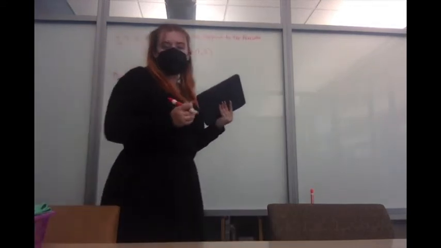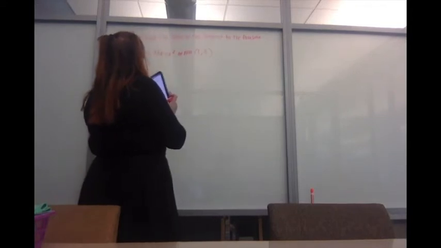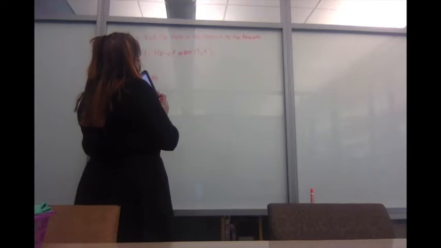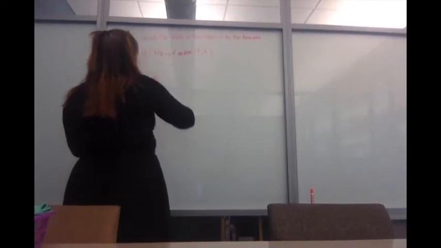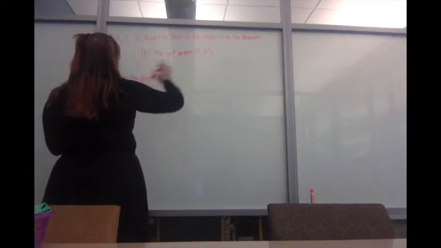Wait, so this is chapter 2? This is 2.7. Oh, okay, so we can't use the differentiation rules. This is question 3: find the slope of the tangent line to the parabola y equals 4x minus x squared at the point (1, 3).